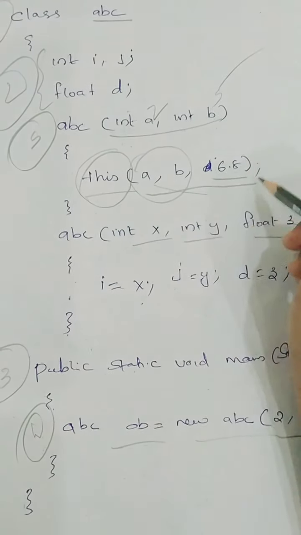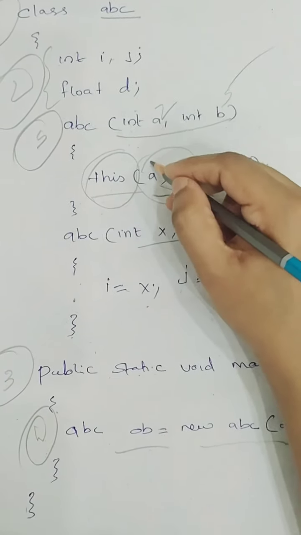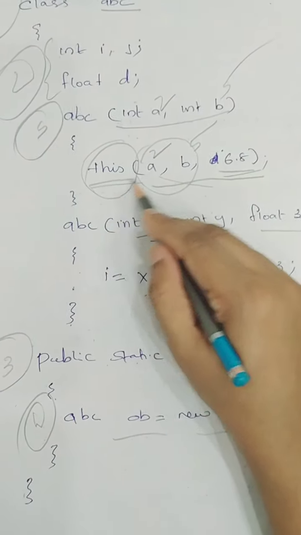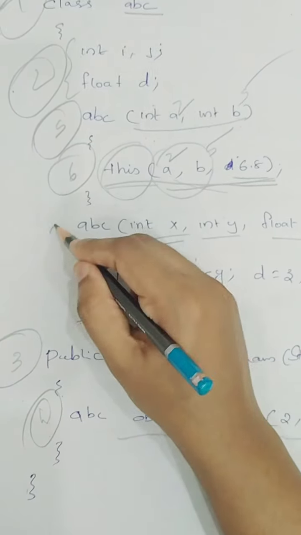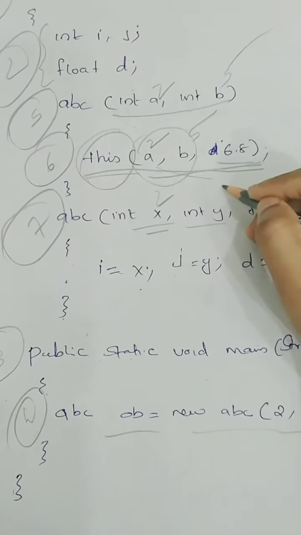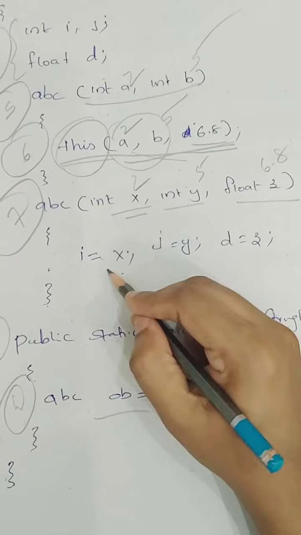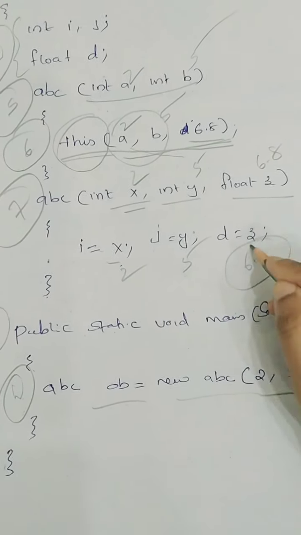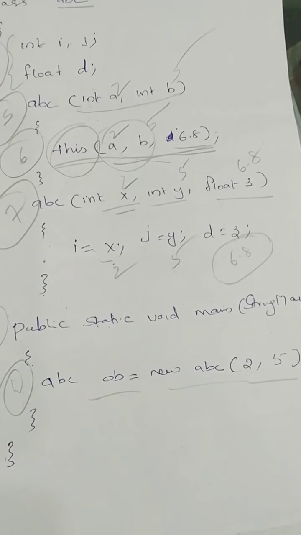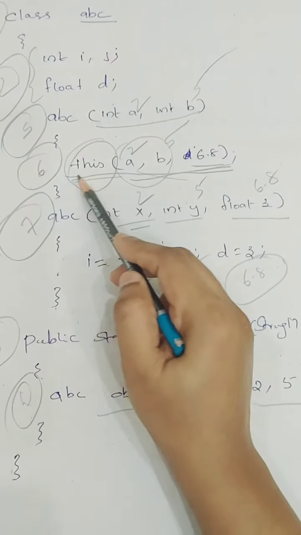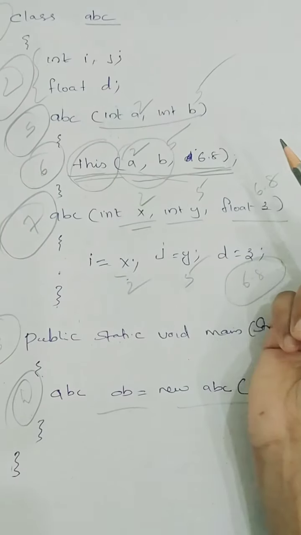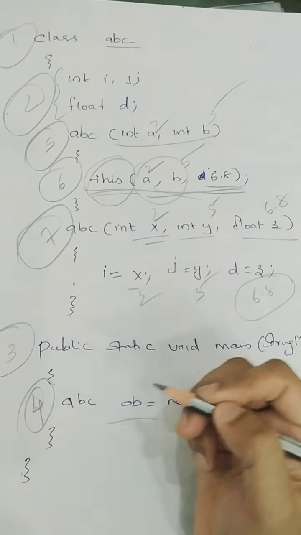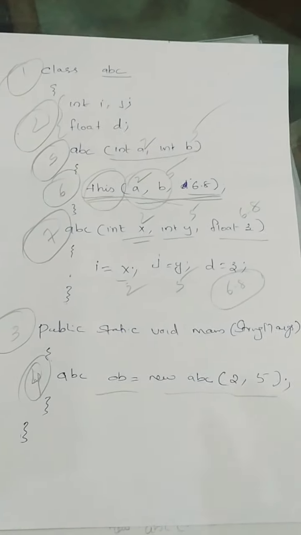So automatically the control will come to here. You are passing 2, 5 and 6.8. When it is executed, it will call the constructor with 2, 5 and 6.8, and i will be assigned with 2, j will be assigned with 5 and d will be assigned with 6.8. This way you can make a constructor call inside another constructor, that is by using the keyword this. Thank you.